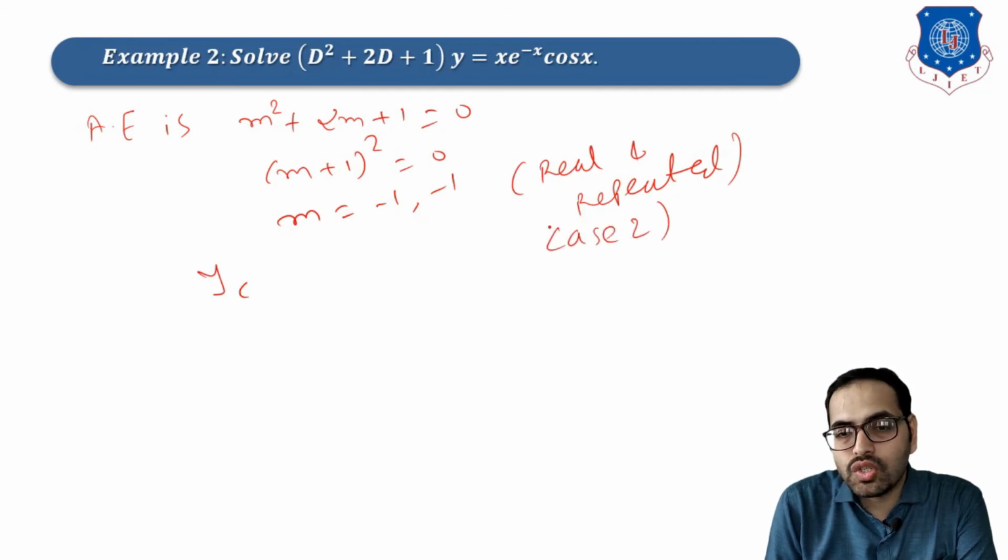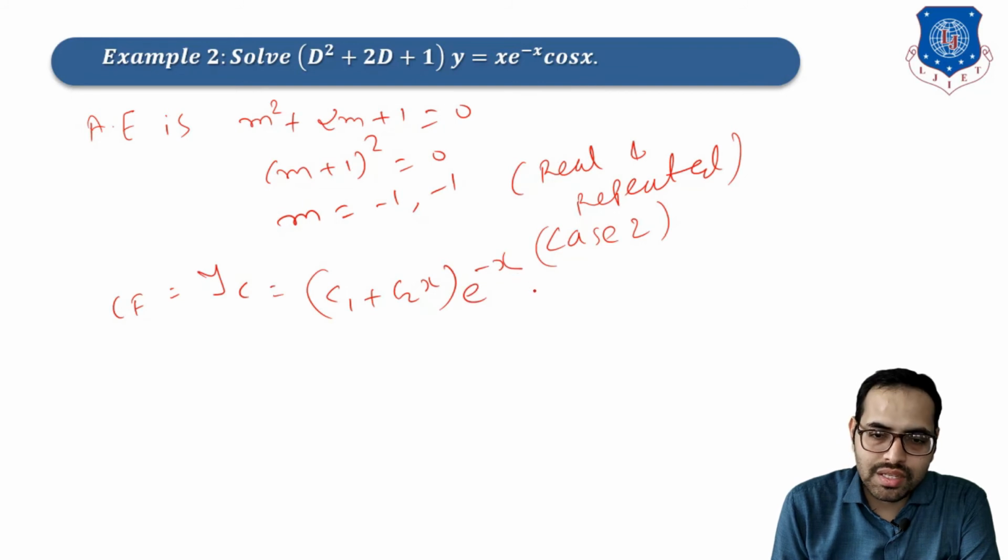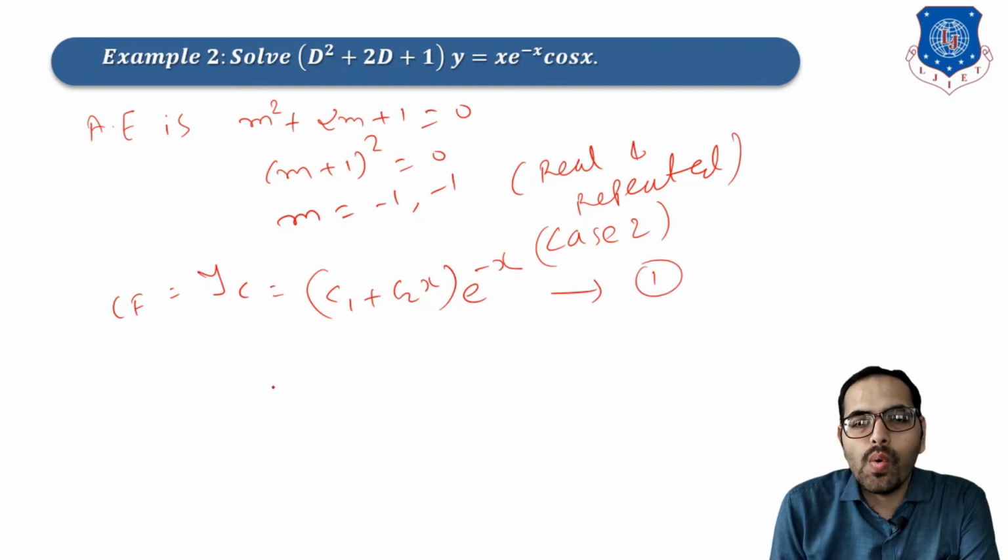Obviously case 2, factors are real and repeated, to find the complementary function, or we can say CF: (C1 plus C2 x) e raised to minus x. That is our equation number 1. Let's move on to finding the particular integral.